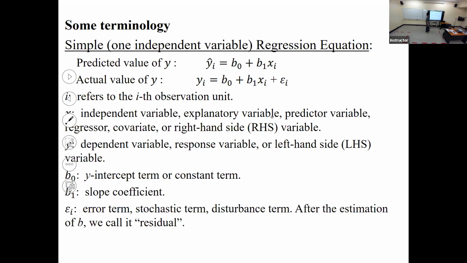Response variable. Sometimes we say response variable, to mean the left-hand side. Or you can also say left-hand side, LHS.